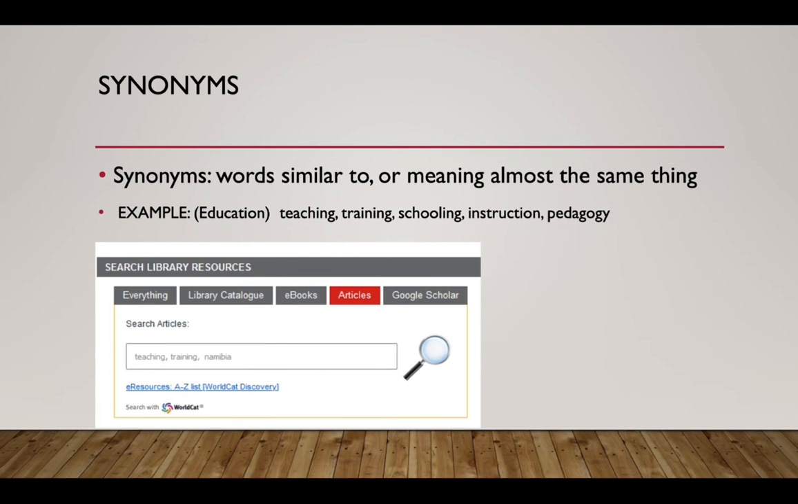Now let's look at our example here on education in Namibia. What will be the synonyms that we can use for the keyword education? Just remember that synonyms are words similar to or meaning almost the same. Now our initial keyword here is education. So we have to find words that mean more or less the same as the keyword education. Words such as teaching, training, schooling, instruction, and pedagogy are similar to the word education. So remember in your search box, when you type in these keywords, you have to always separate them with a comma. So using keywords such as teaching, comma, training, comma, Namibia can get me results to do with education in Namibia.